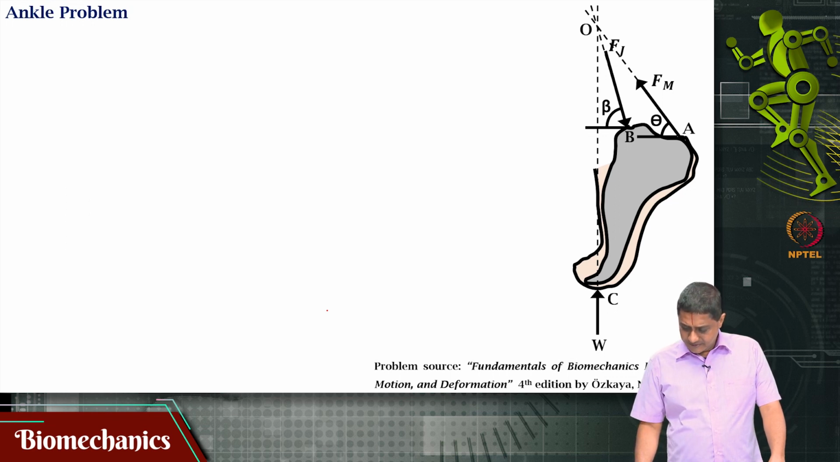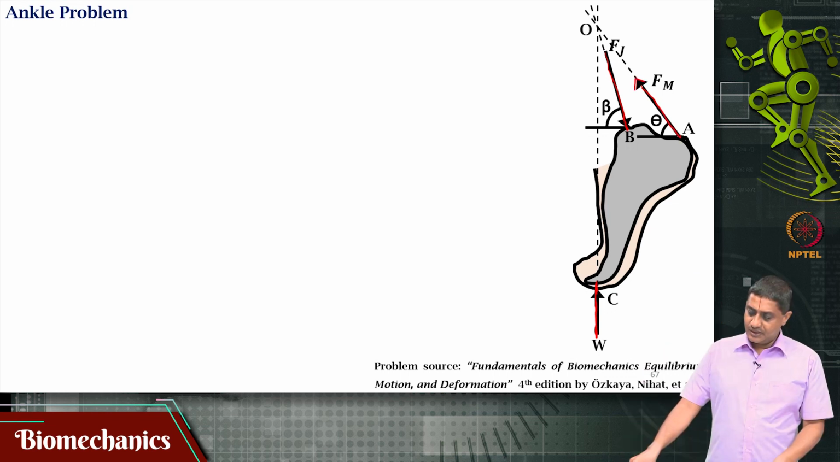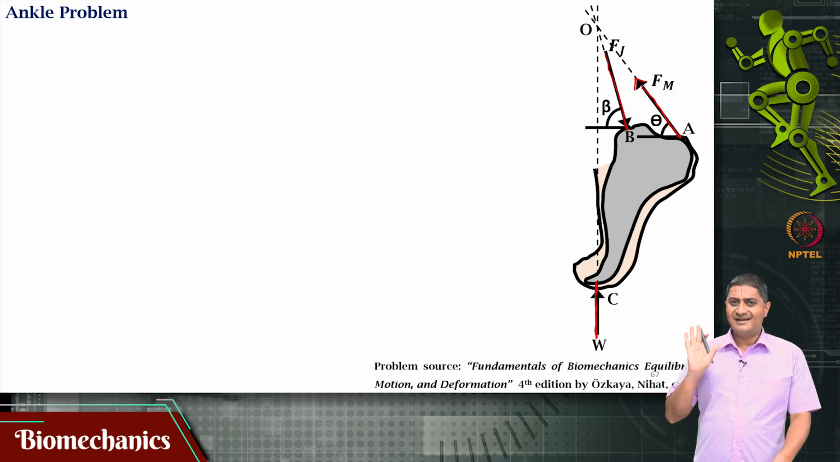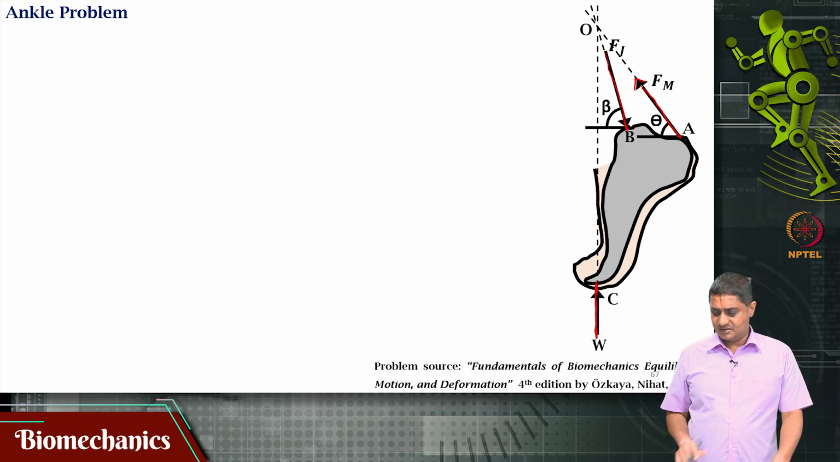It turns out that the weight of the entire body is applied at that point. The joint reaction force is acting at that point along this line of action. The weight is acting along this line of action and the muscle force is acting along this line of action. Now, we are looking at all this at a plane, right? All these are happening in a plane.